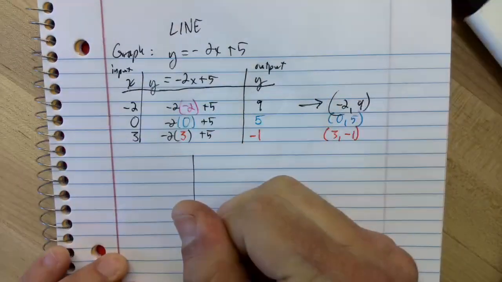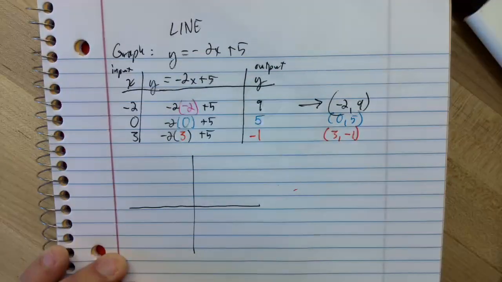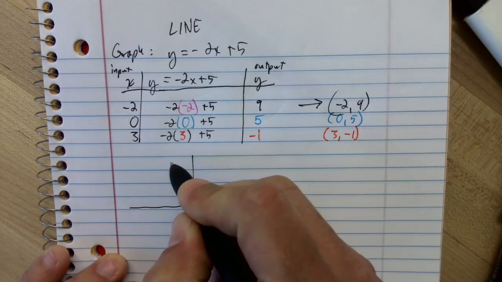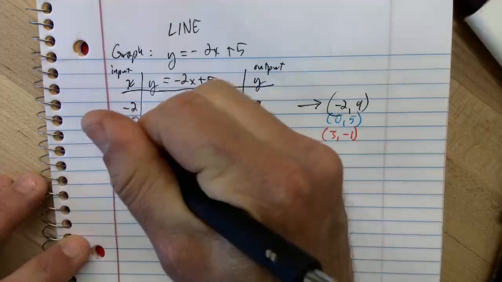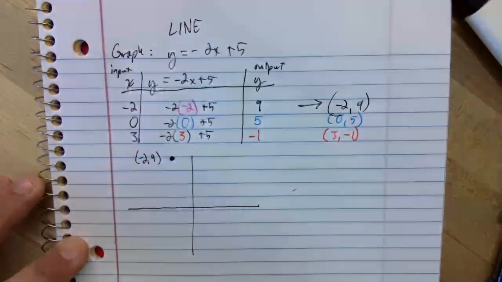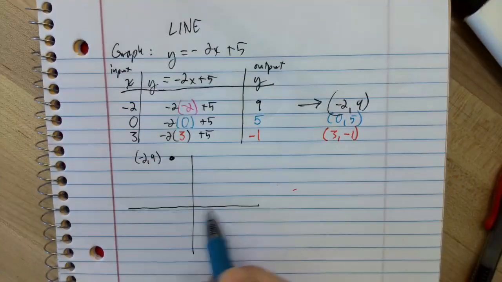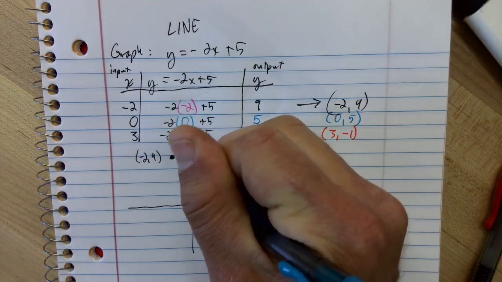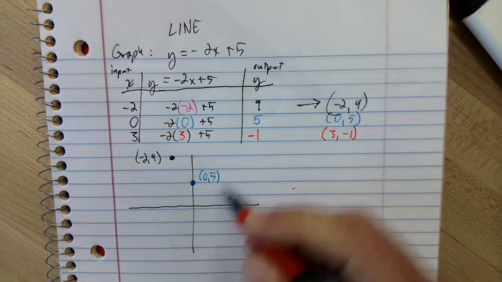So again, the line is just a picture of this equation. So if I start plotting negative 2, 9, that's going to be left 2, up 9. Here's what I mean by not worrying about drawing all the little tick marks. Negative 2, 9. 0, 5. 0, 5 means I don't move any left or right. I simply move up. 0, 5. And then 3, negative 1.